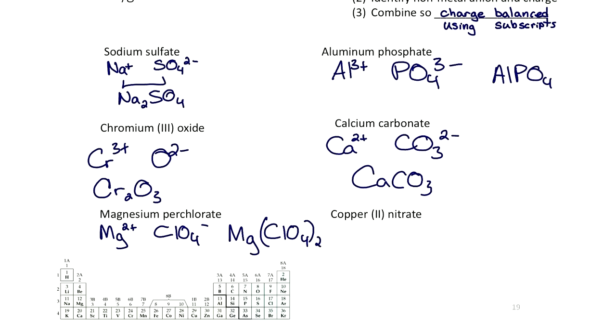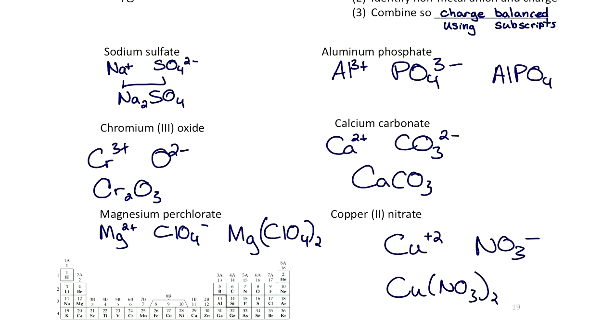That looks like a big one. That's 8 oxygens there. And then the last one, copper 2 nitrate. What's the charge of copper? +2. And then nitrate is NO3 minus. And so we'll need 2 anions here to make it charge balanced. So this is CuNO3, 2 of them.